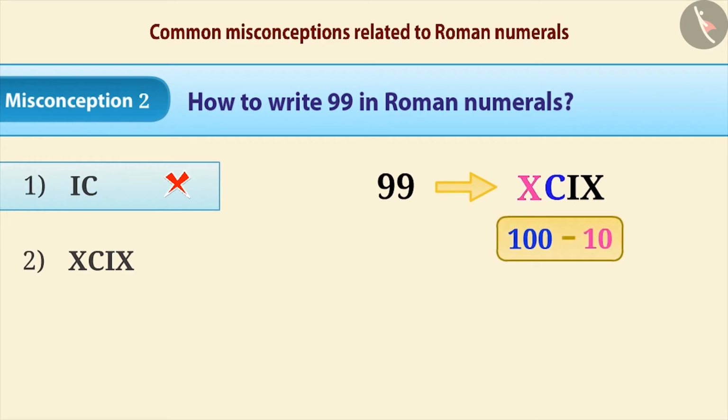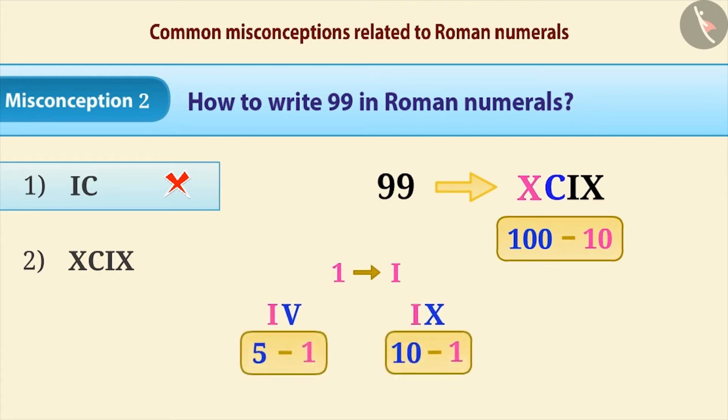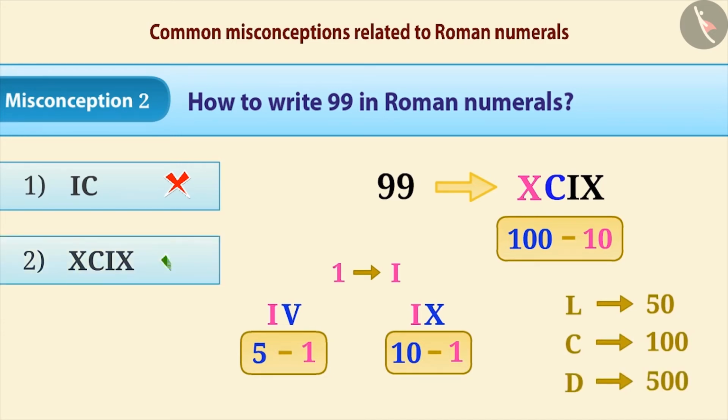subtraction. But while doing so, we must remember that a symbol of smaller value, such as 1, can only be subtracted from the two symbols that are larger to it, that is 5 and 10, whereas it cannot be subtracted from the symbols that are much larger to it, such as symbols of 50, 100 or 500. With this understanding, the correct answer is option 2.